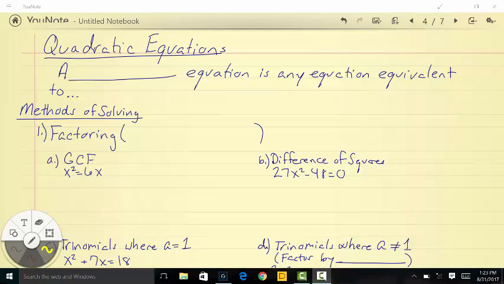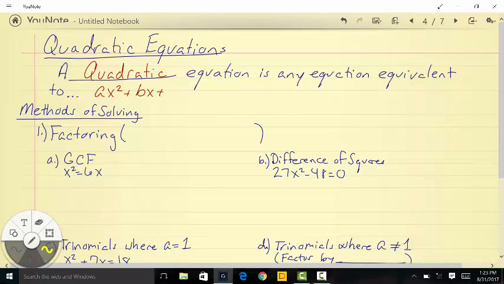Before we get started with all the ways to solve quadratic equations, we're just going to define what a quadratic equation is. The definition of a quadratic equation is an equation that is equivalent to ax squared plus bx plus c equaling 0. So any equation that's equivalent to this. Now it doesn't have to look identical to this. But if we're given an equation that can be converted to be written in this format, we call that a quadratic equation. And typically we know it by the presence of an x squared.